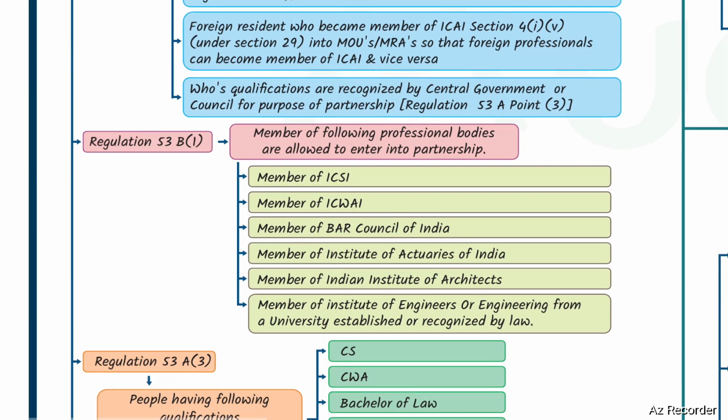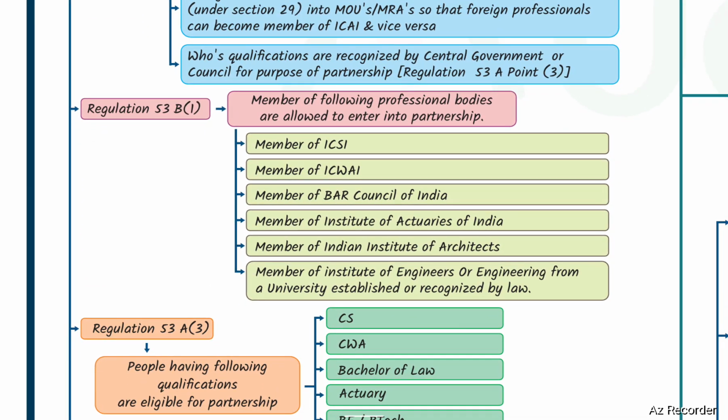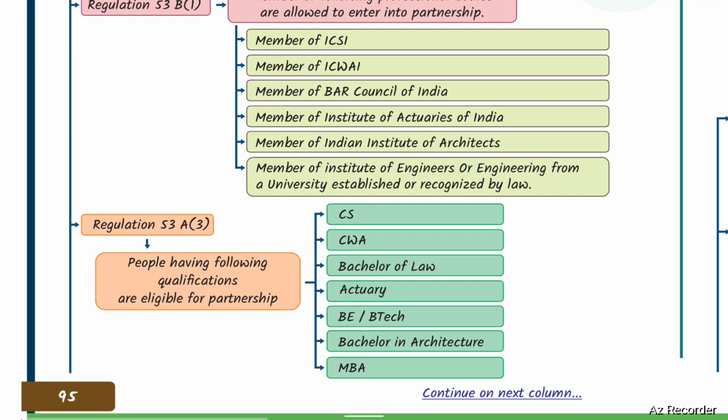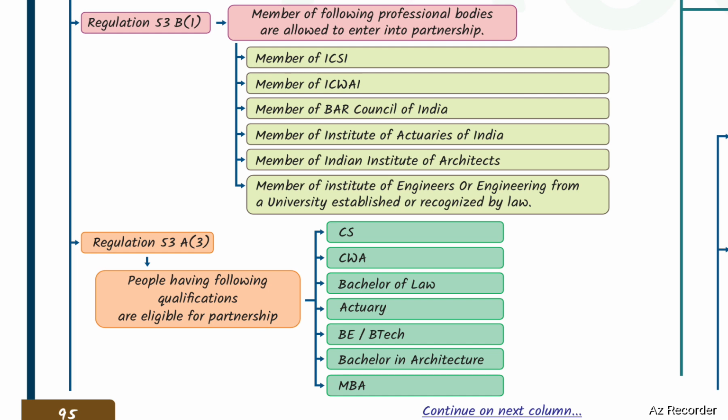Regulation 53B, Subregulation 1. Members of the following professional bodies are allowed to enter into partnership: member of ICSI, member of ICWAI, member of Bar Council of India, member of Institute of Actuaries of India, member of Indian Institute of Architects, member of Institute of Engineers, or engineering from a university established or recognized by law. Regulation 53A, Subregulation 3. People having the following qualifications are eligible for partnership: CS, CWA, Bachelor of Law, Actuary, BE or BTech, Bachelor in Architecture, MBA.